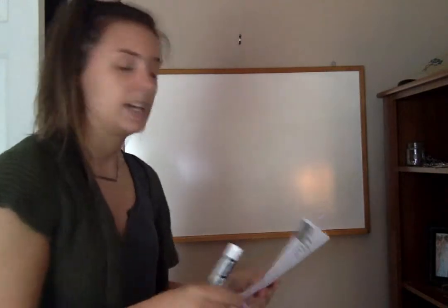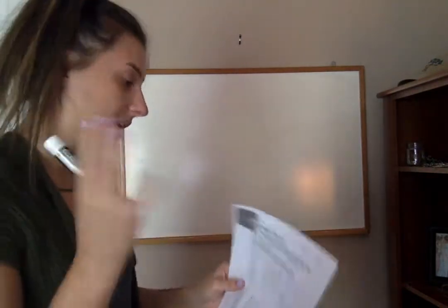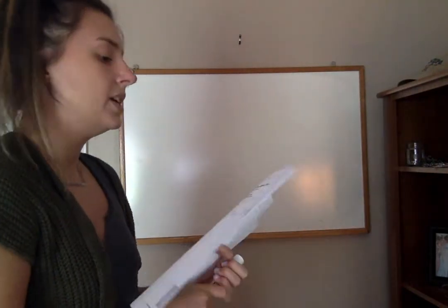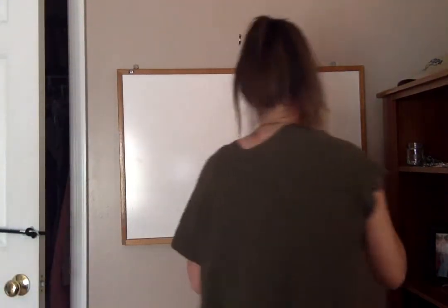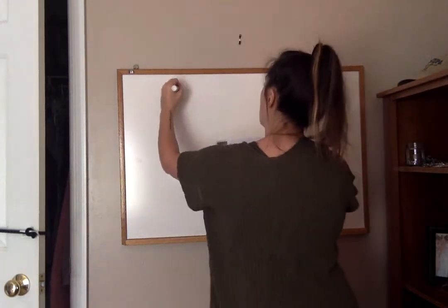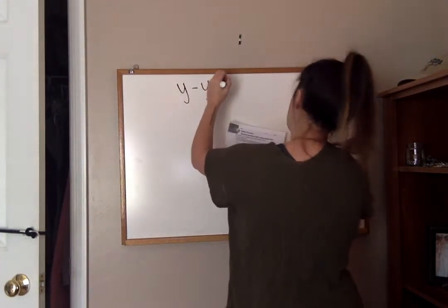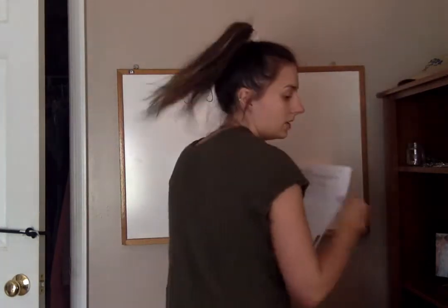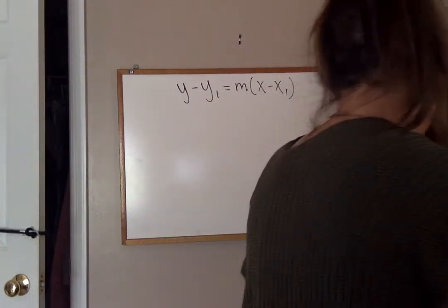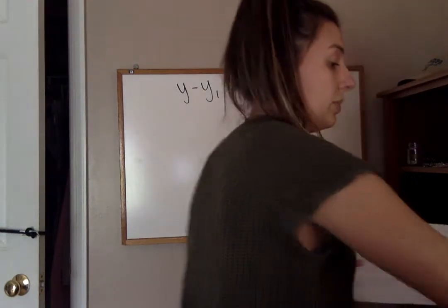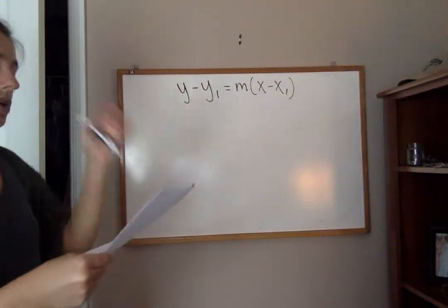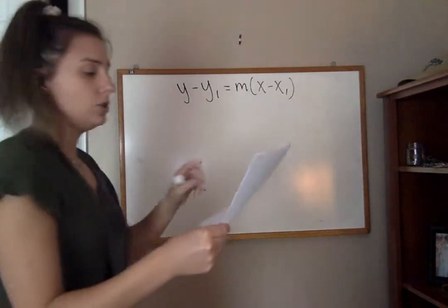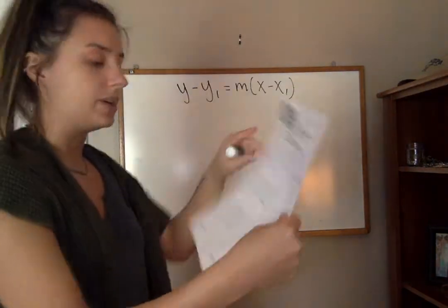On the front it tells you all this, so if I say something and it's confusing, you can go reread it. This is the general equation that we're going to be using to get the prediction equation. Should look familiar. So we have y minus y1 equals m(x minus x1). Okay, so this is the point slope formula. So here's what we're going to do.